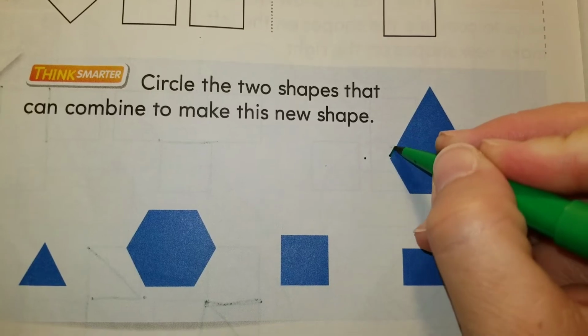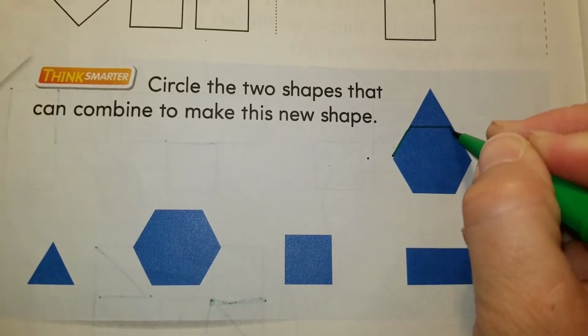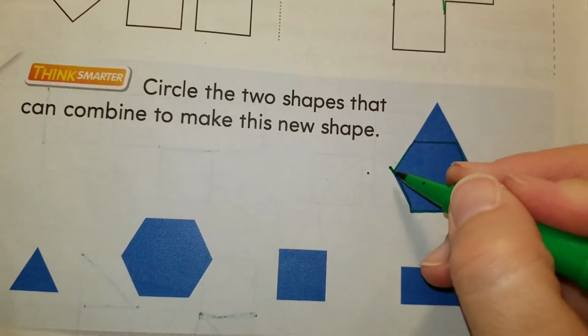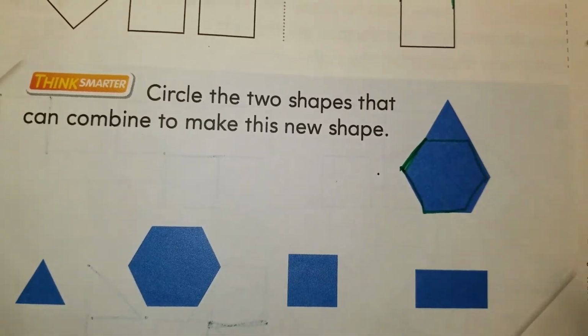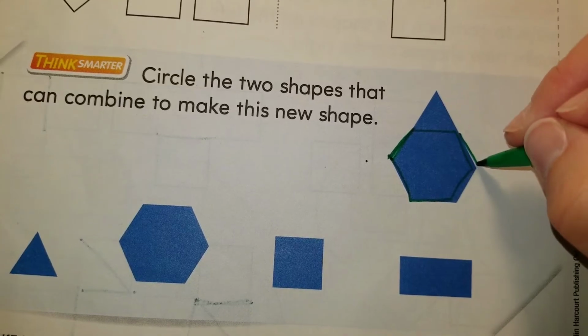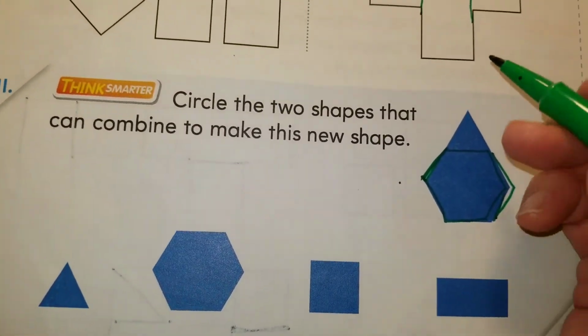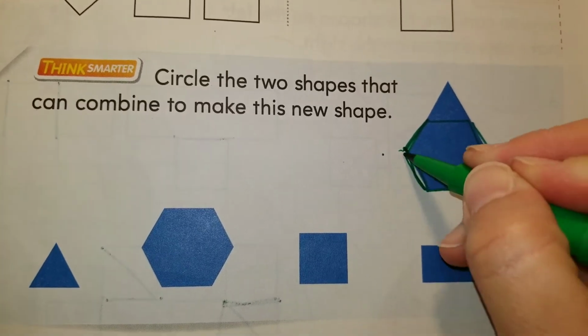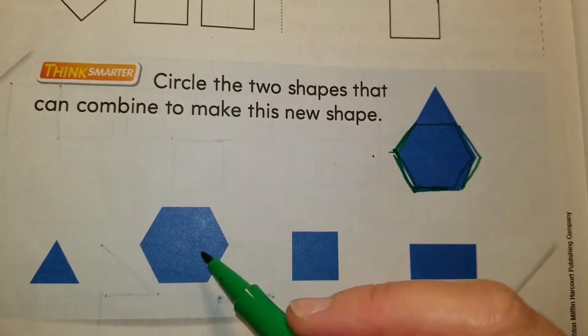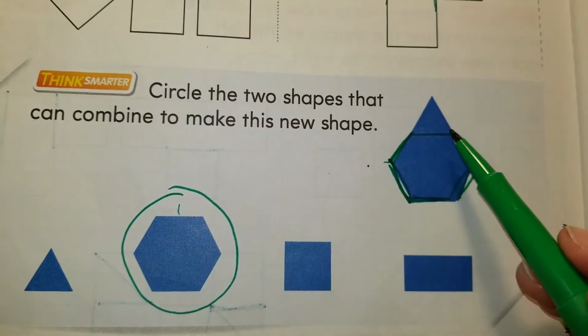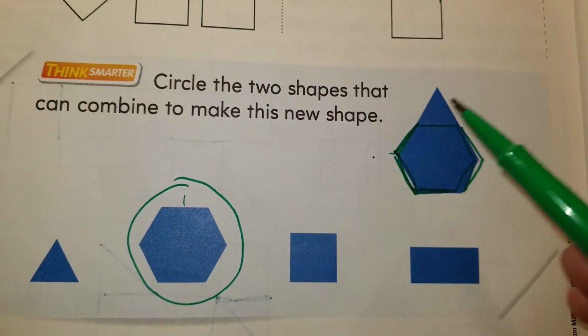Let me see if I can do something to show you something. Can you see the hexagon? Yes, there's a hexagon right here. The hexagon is right there. Here's the hexagon, right? So we're definitely using a hexagon here. 1, 2, 3, 4, 5, and 6 sides.